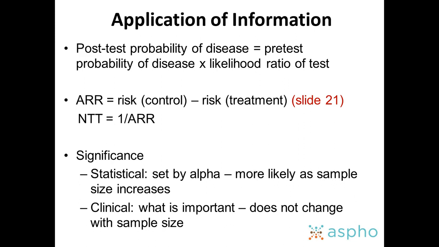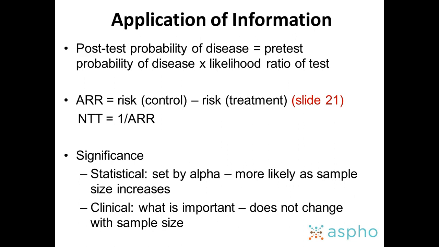The next section the board wants us to talk about is application of information. We've talked about a lot of this already. The post-test probability of disease equals the pre-test probability of disease times the likelihood ratio. So it's the idea of using what you knew beforehand, or the prevalence of your disease, to calculate your post-test probability of disease. We've already talked about absolute risk reduction. That's equal to the risk in the control group minus the risk in the treatment group. That was on slide 21. And we already talked about the number needed to treat, which is 1 over the absolute risk reduction.